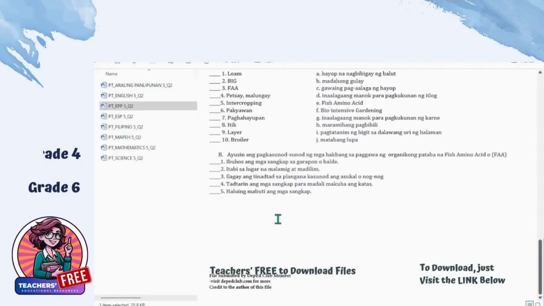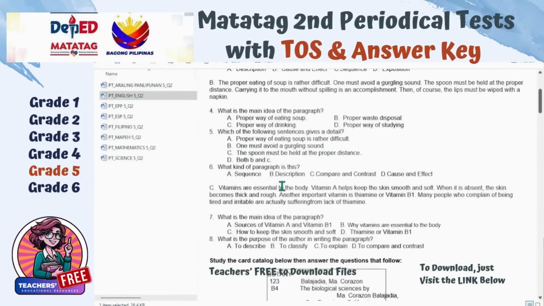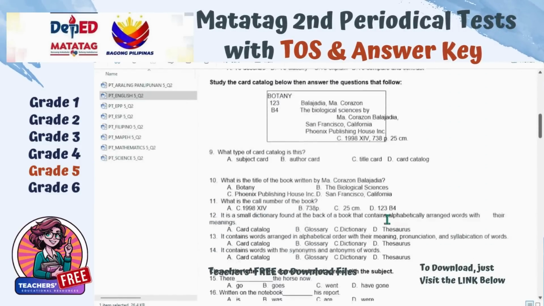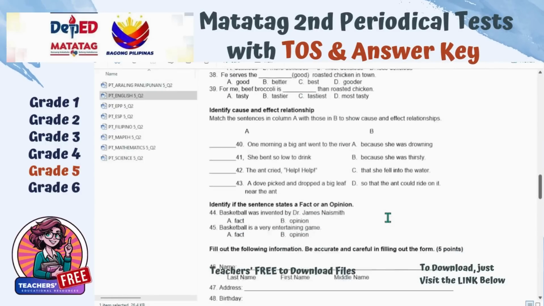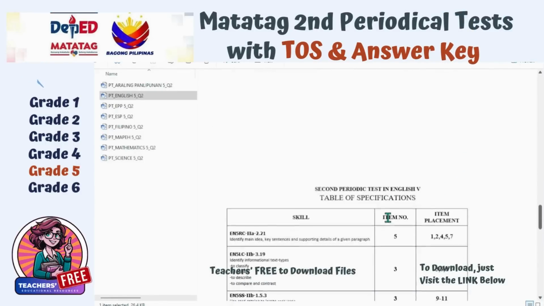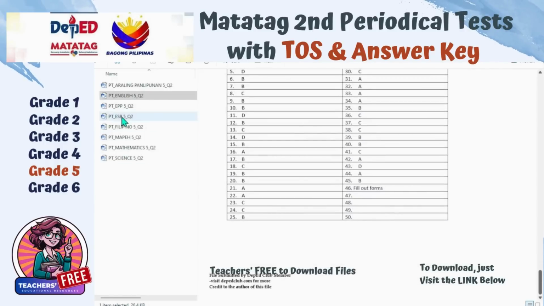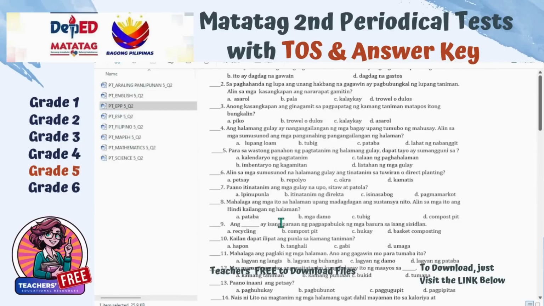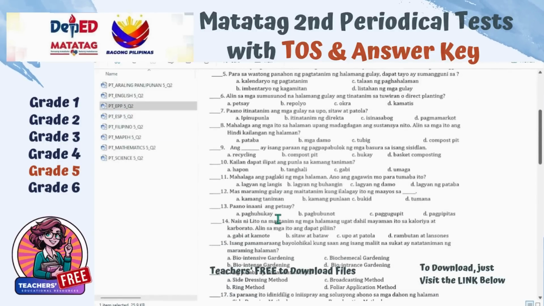In grammar, focus on subject-verb agreement, including inverted sentences and irregular/collective nouns. For adjectives, you'll learn their kinds, order, and degrees. You'll also write cause and effect paragraphs and distinguish facts from opinions. Lastly, practice inferring word meanings using context clues and filling out forms accurately.